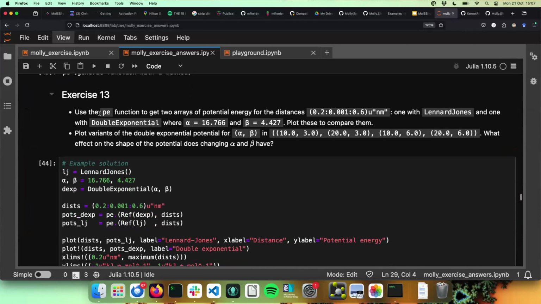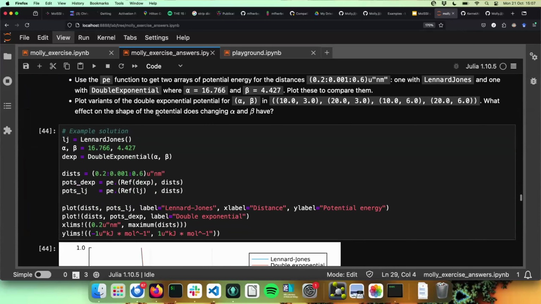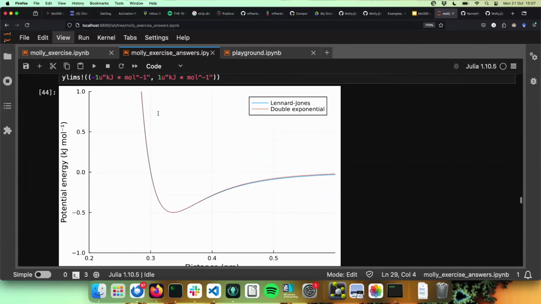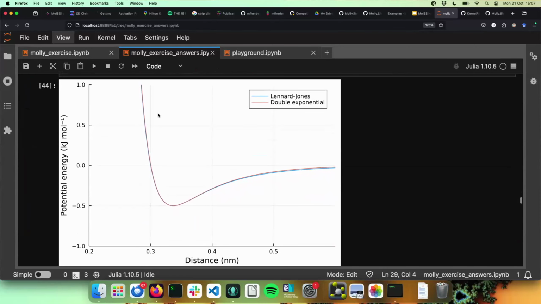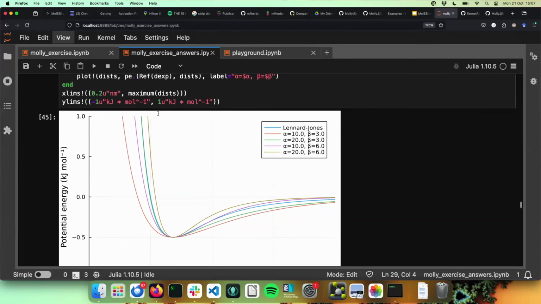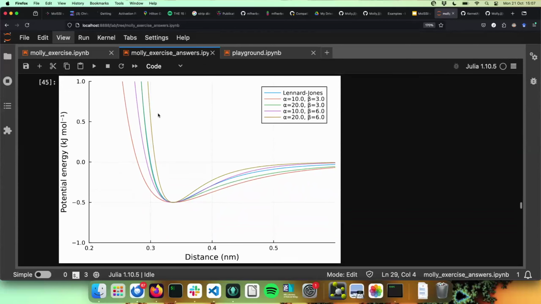And the next exercise asks you to basically get some arrays and plot them. And if you plot them with parameters, I suggest that you see that they look very, very similar. The double exponential form is very flexible and can basically fit the Lennard-Jones form more or less. And you can try with different parameters as well and see how they affect the repulsion and attraction.